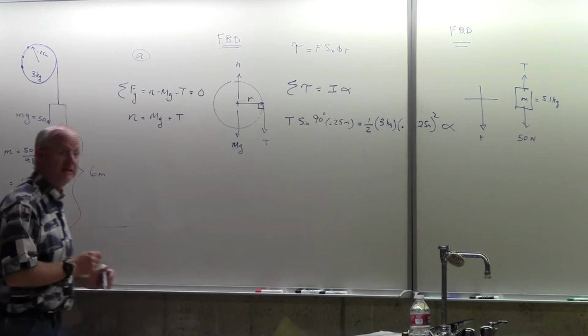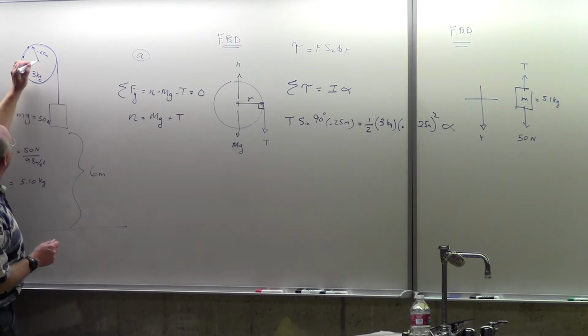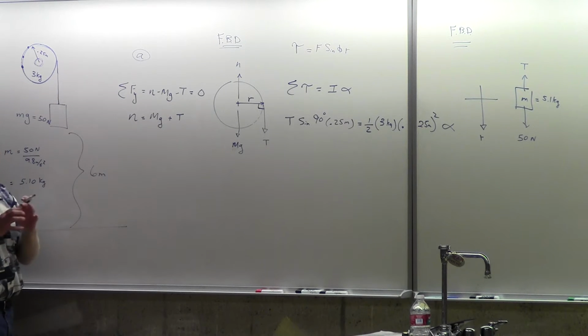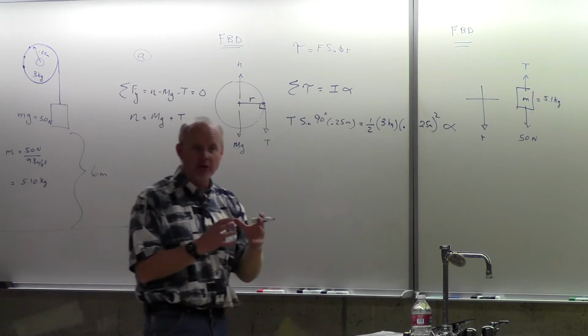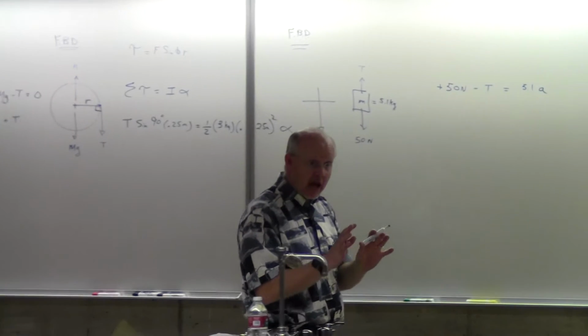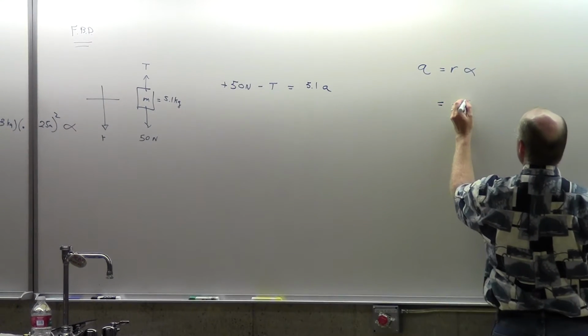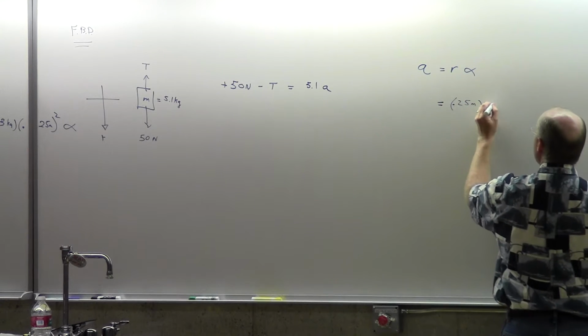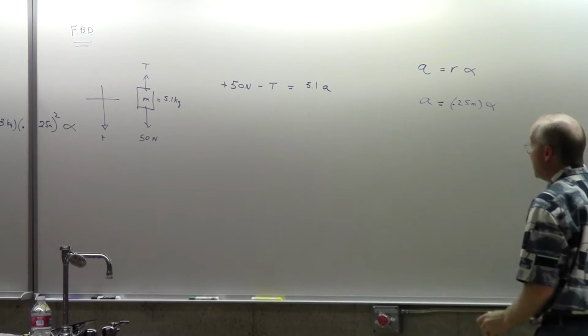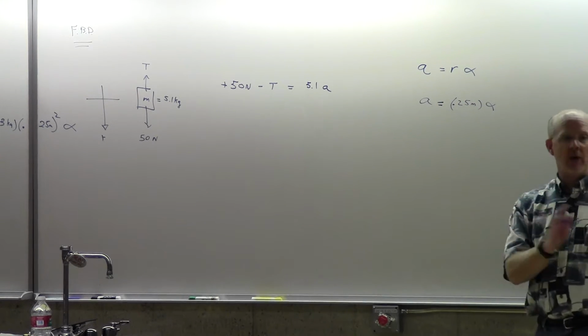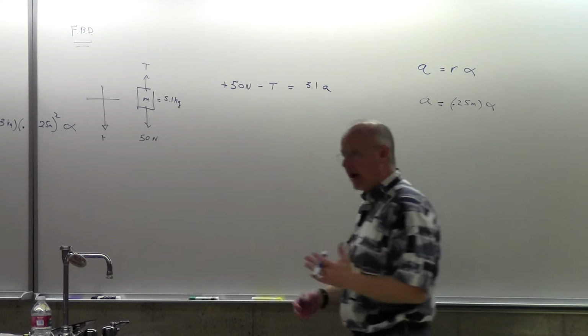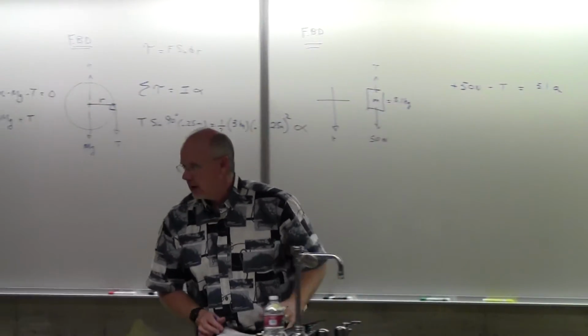This obviously would have been different had the string been wrapped around maybe some inner smaller pulley or spool that is on this reel, but that's not the case. And so this is the 0.25 meters, and so this is the alpha, and this is the A. So now we have three equations, three unknowns, and now we have a math problem, okay?